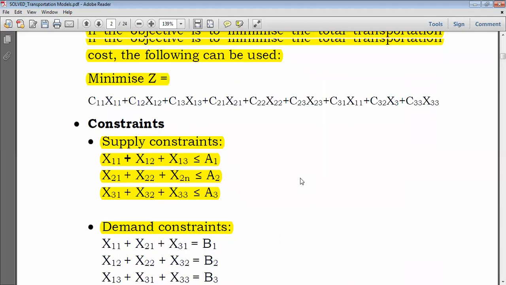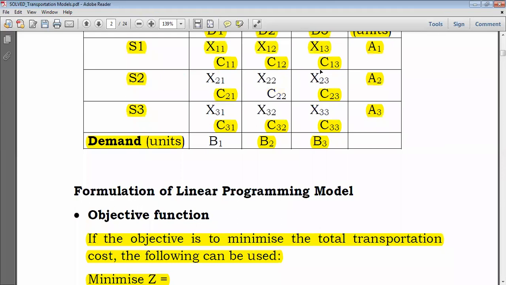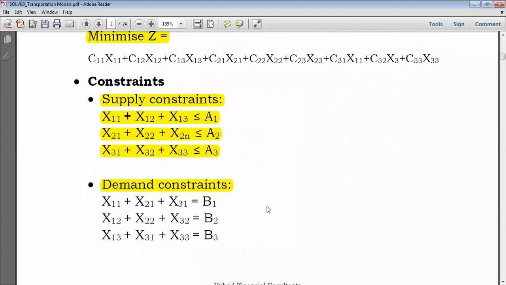Something is wrong here too. Let's take a look at the last column. Here, X13 plus X23 plus X33, right? Equals B3. So you should just be careful here. Actually, let me show it properly. This is what I was just trying to say.